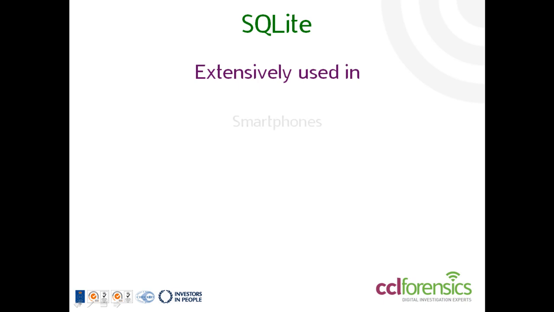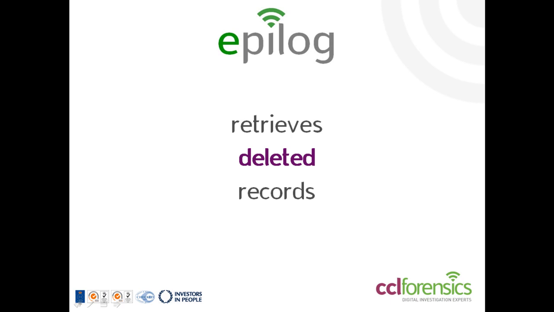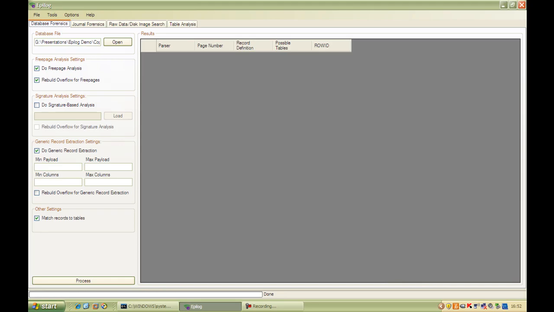SQLite is everywhere. We see it used extensively on smartphones and tablets, across a wide range of PC and Mac applications, and even on sat-navs and other devices. As a digital forensic practitioner, you're likely to see a number of SQLite databases in the course of an investigation. There are a number of ways you can view live records in these database files, but because of the way the database is structured, it is possible to recover deleted records, which may contain data vital to your investigation, and that's what Epilog does. So when you load up Epilog, this is what you see.